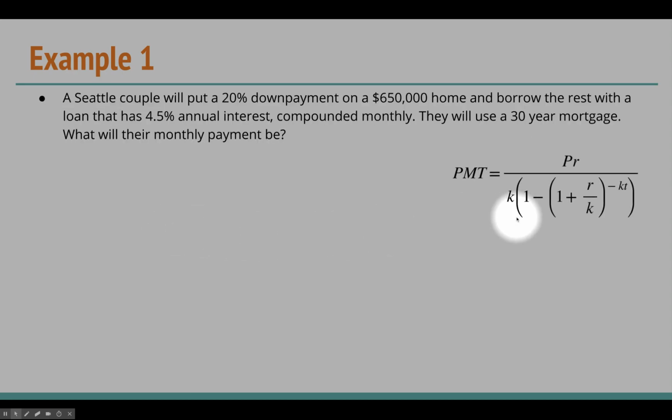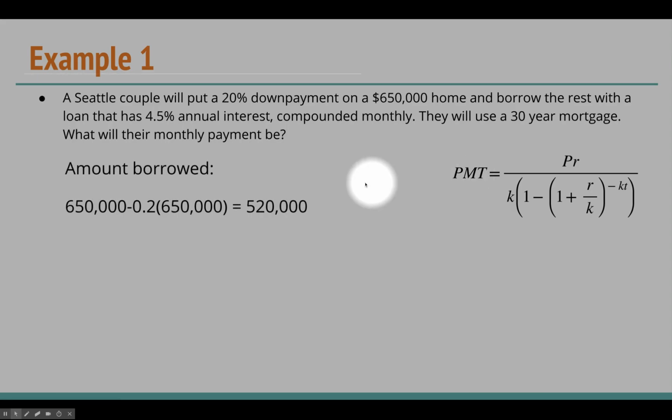Let's look at the formula that we're going to be using. The P is the amount we're going to borrow. We know the rate of return, it's 4.5%. We know K is 12. We know T is 30 years. So we can compute the payment that the couple is going to have to make each month.